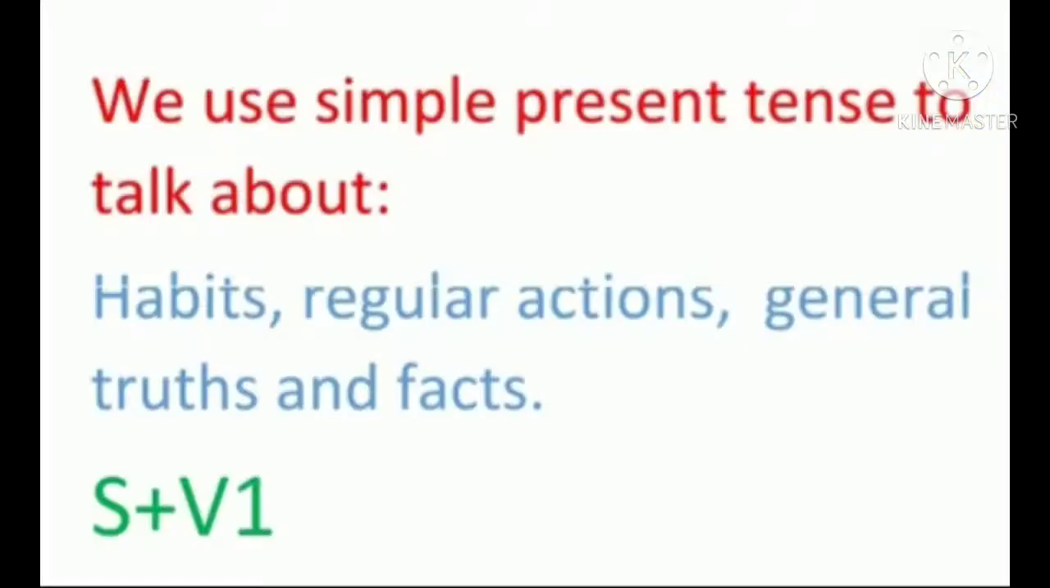Present tense is classified into four types. They are simple present, present continuous, present perfect and present perfect continuous. Let's have a quick look at their uses. We use simple present tense to talk about habits, regular actions, general truths and facts. The structure of simple present tense is subject plus V1.